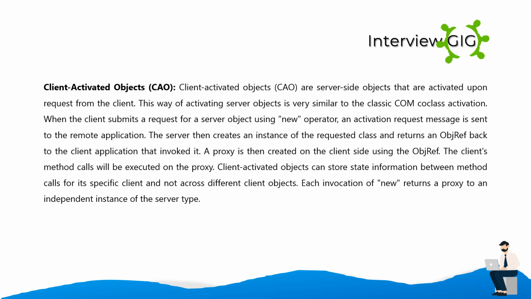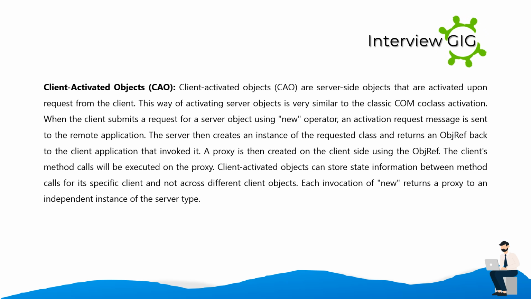Client-activated objects, CAO, are server-side objects that are activated upon request from the client. This way of activating server objects is very similar to the classic COM-style activation. When the client submits a request for a server object using the new operator, an activation request message is sent to the remote application. The server then creates an instance of the requested class and returns an objref back to the client application that invoked it.